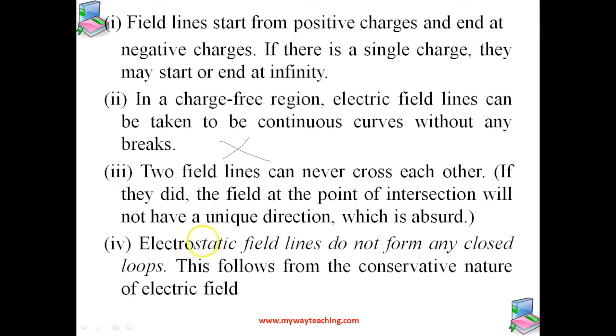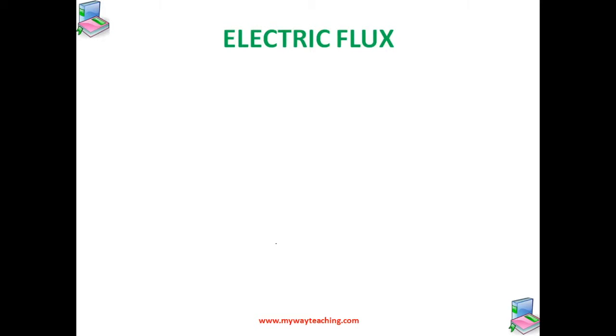And the fourth property is, electrostatic field lines do not form any closed loops. The field lines do not form any closed loops like this. This is from the conservative nature of the electric field. So these four are the important properties of electric field lines.